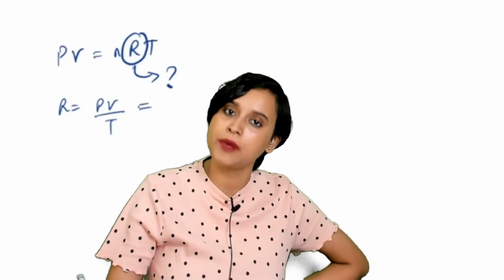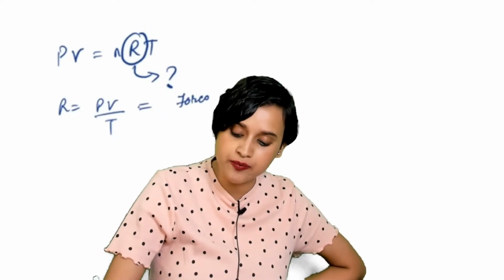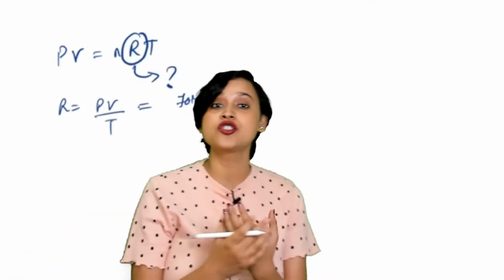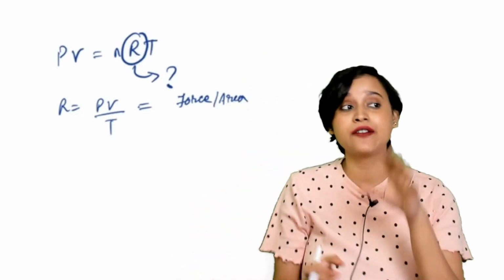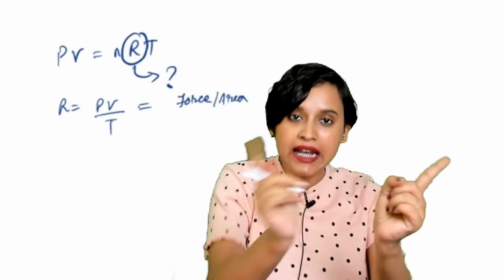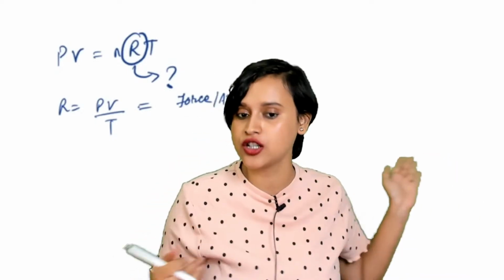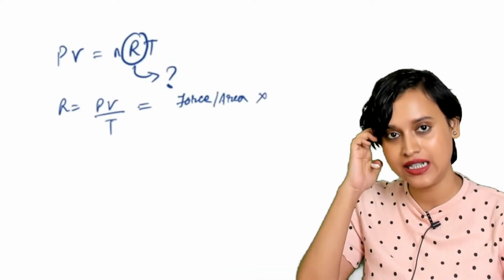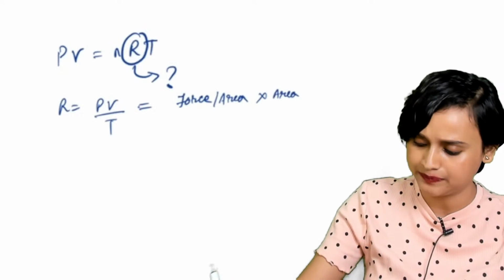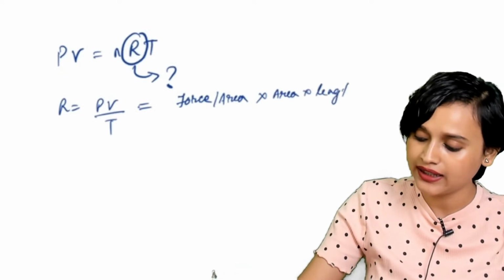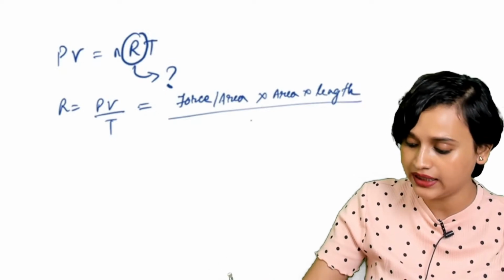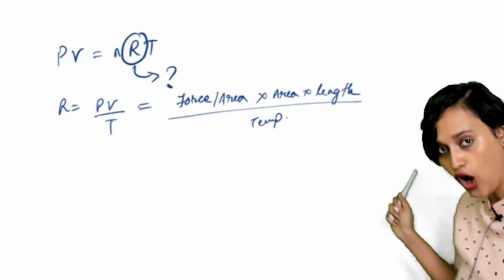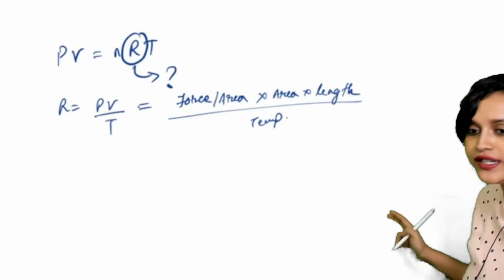What is P? P is your pressure. How can I write pressure? I can write pressure as force divided by area, isn't it? Yesterday also we talked about it, that the intensity of the force exerted on an area is pressure. So pressure is definitely equal to force divided by area. Now what is volume? Volume, I can write as area multiplied with length, am I right everybody? Yes, and divided by temperature. Now tell me something, force divided by area times area times length, area gets cancelled, force into length, what is this?